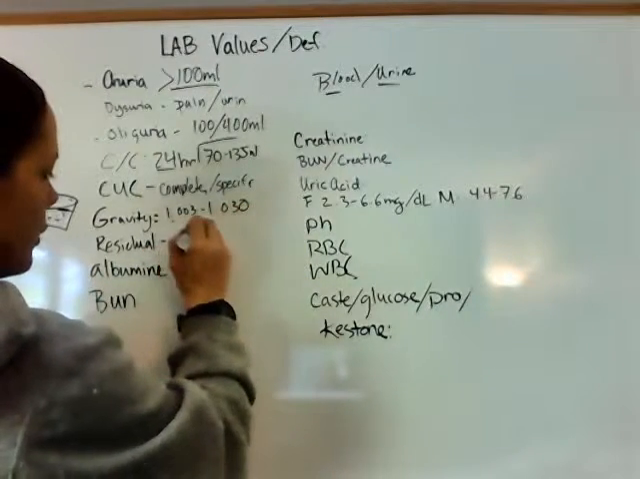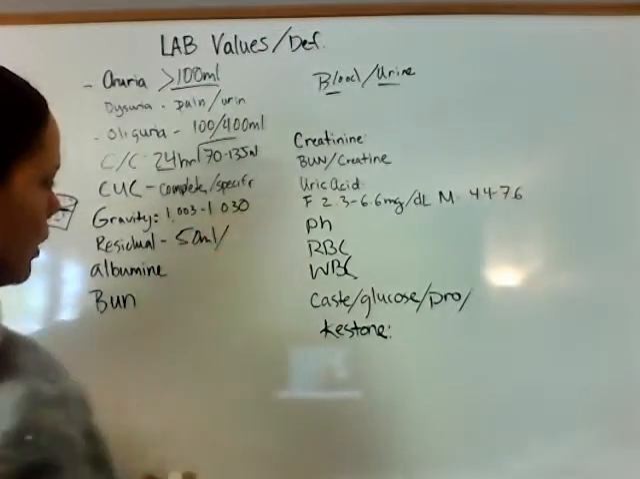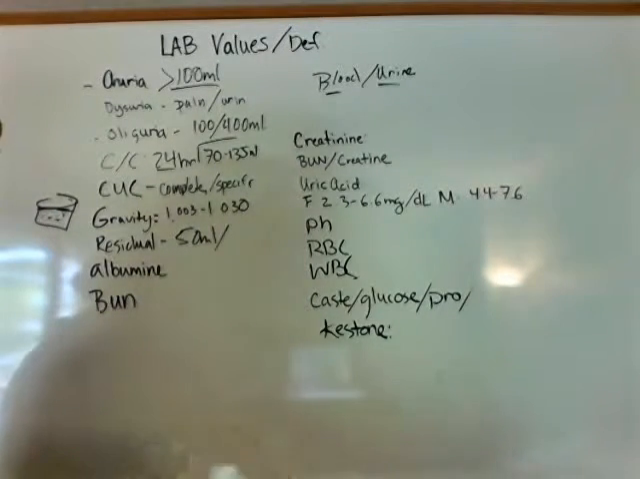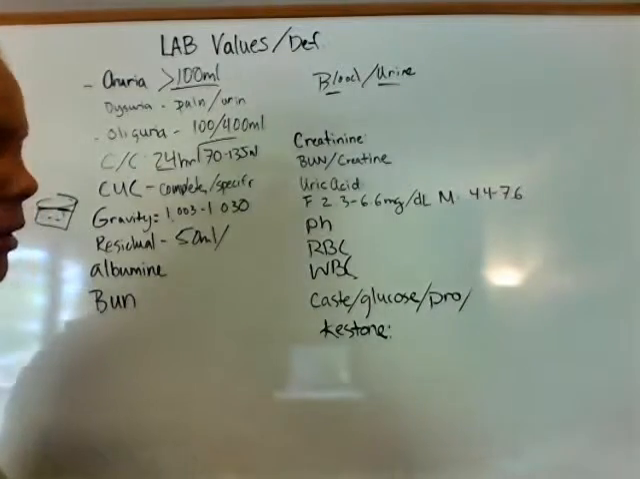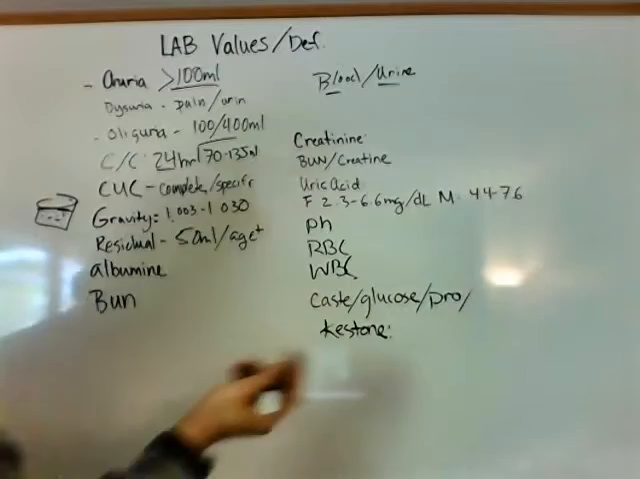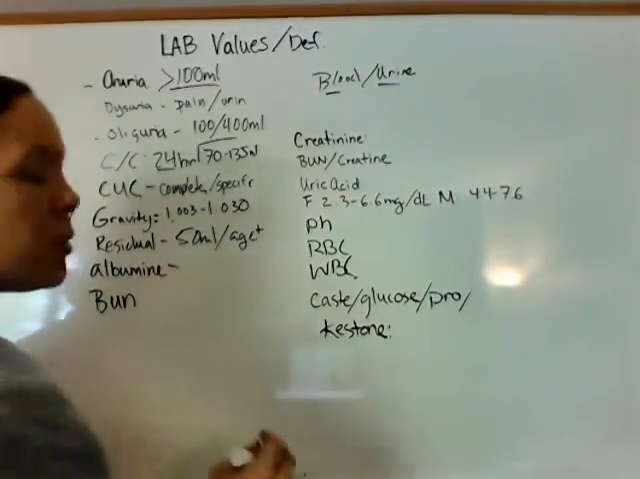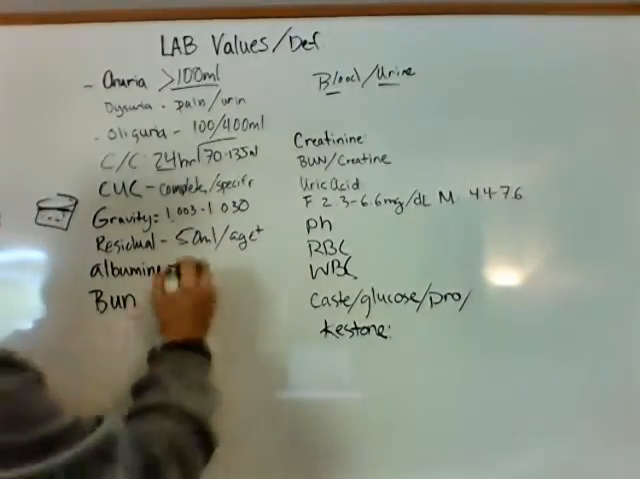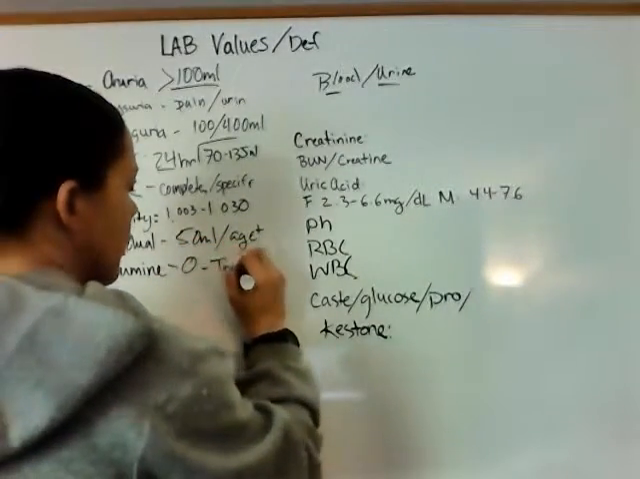All right, the residual should be less than 50 milliliters, and you're going to have to catch somebody for this. But basically, it's after urination, how much is left in your bladder. It should be less than 50 milliliters, and of course, as you get older, you're going to have more. All right. Albumin is this huge molecule, and it should not be filtering through your system at all. So you should have zero to trace albumin levels.